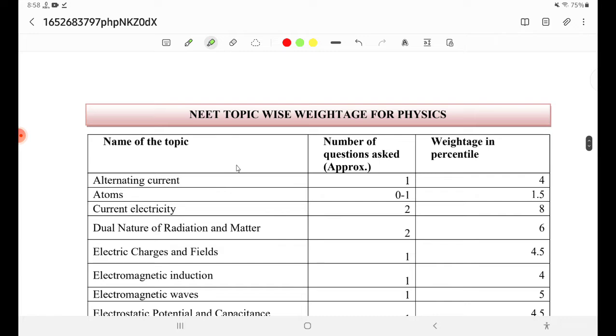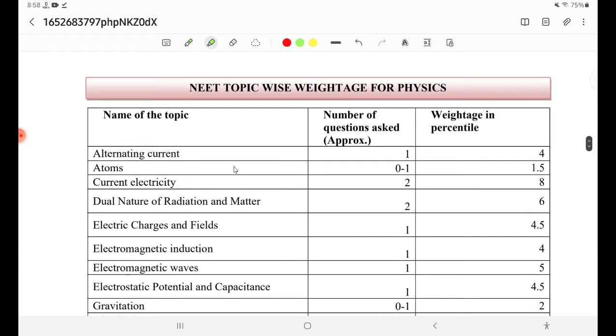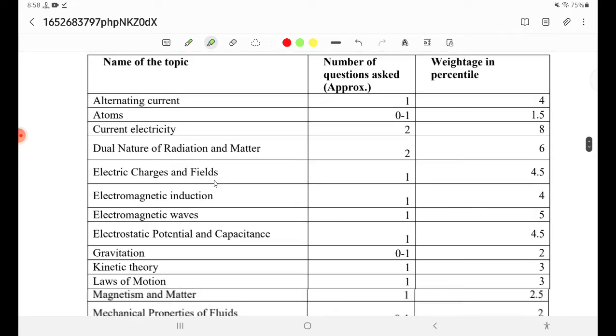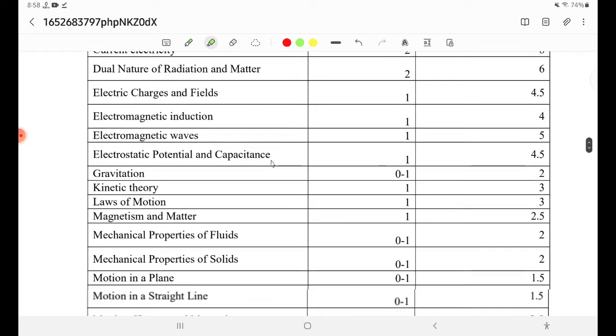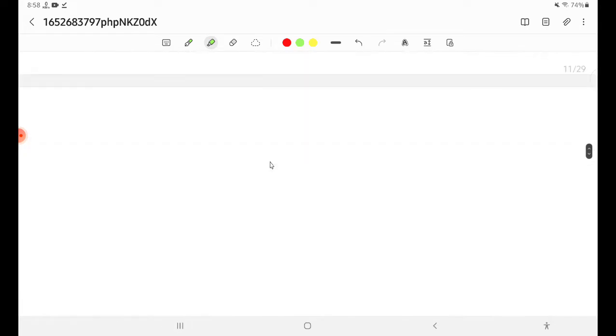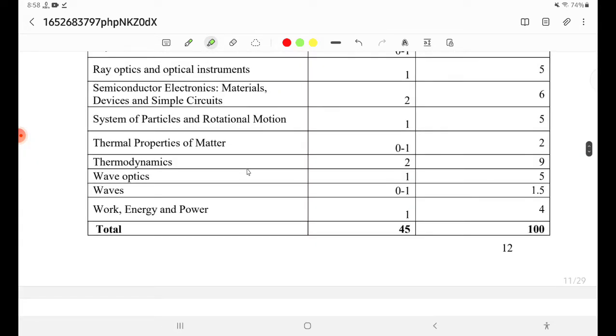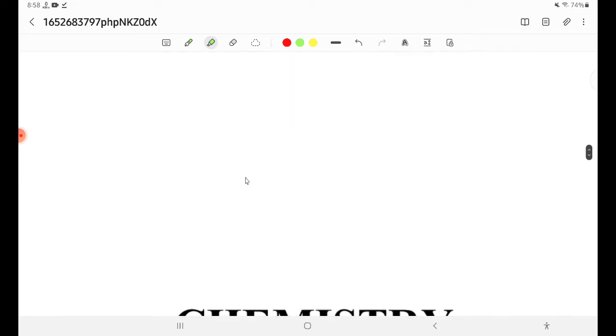And thus the chapters of class 12 have ended, and now let's talk about the weightage of these chapters. You can see the weightage of alternating current and atoms, and many other chapters. You can pause this video and download this PDF. You can ask me later in the comment section, and we will provide the PDF also.